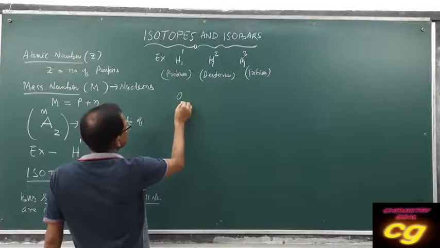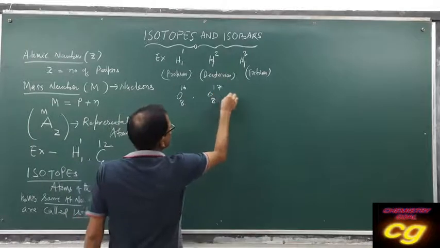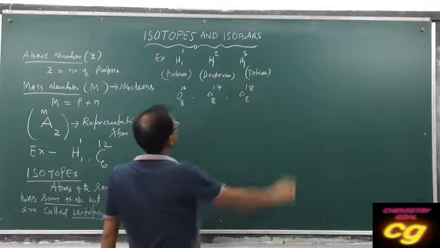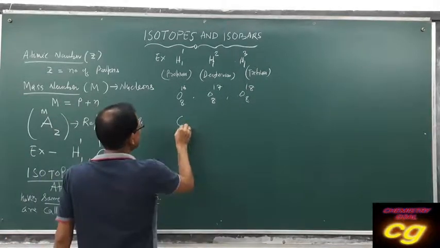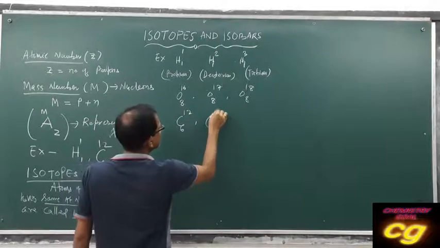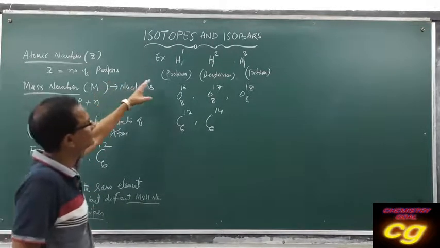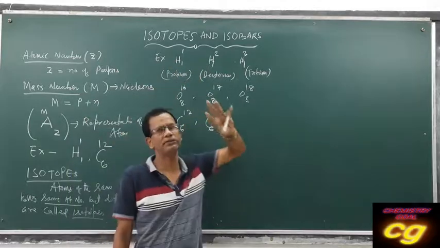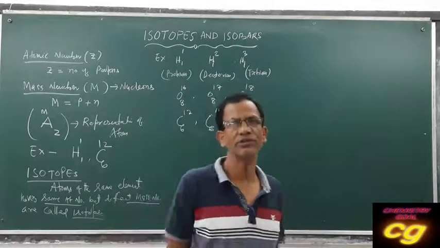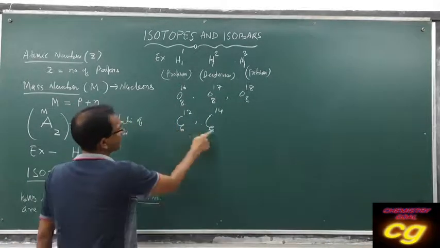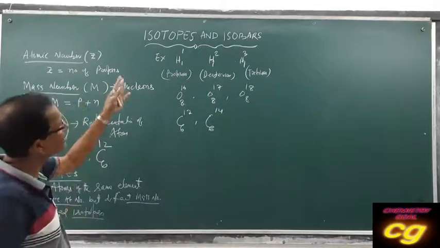Similarly, oxygen has O 8 16, O 8 17, O 8 18, like this. Different types of isotopes of oxygen. Carbon C 6 12, C 6 14, like this. So different atoms of the same element are called isotopes. For the same element, these are the types of atoms. These are called isotopes, meaning atomic number is the same, but mass numbers are different.